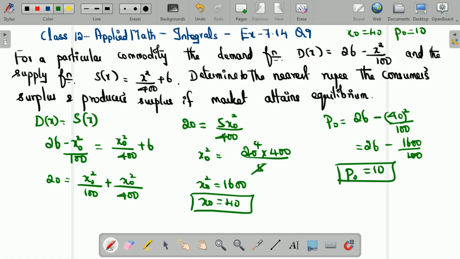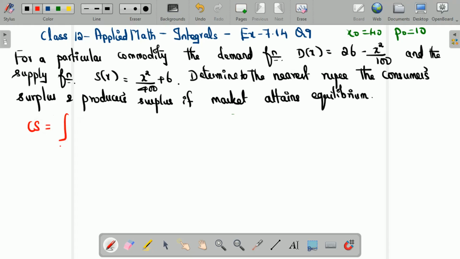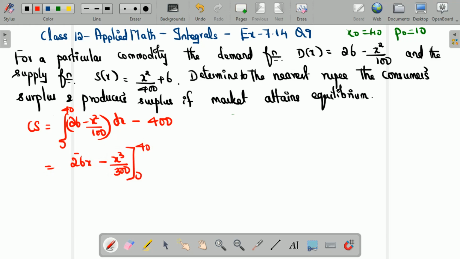Let's work on calculating consumers and producers surplus. Consumer surplus is nothing but integral 0 to 40, because this is integral 0 to x naught, your demand function. So this is going to be 26 minus x squared by 100, the whole into dx, minus x naught p naught. So this is 40 into 10, which is going to be equal to minus 400. So let's integrate. So this is 20x minus x cube by 300, the whole between the limits 0 to 40, and then there is going to be a minus 400.